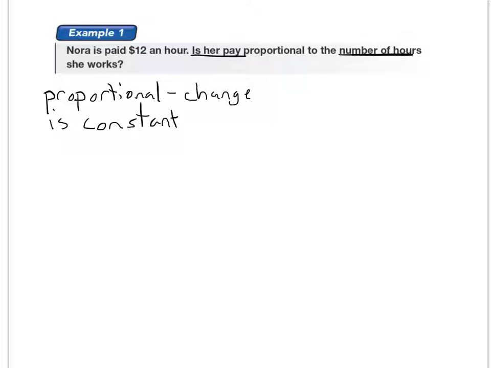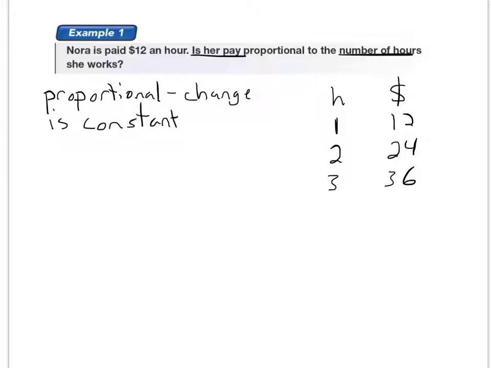Let's have a table of the number of hours she works compared to the pay she gets, dollars. I know that if she works 1 hour, she's going to make $12. And I know that because it says that she makes $12 an hour. Well, then I also know that if she works 2 hours, that she's going to make 12 times 2, that's $24. And if she works 3 hours, she's going to make $36 because she makes $12 every hour.